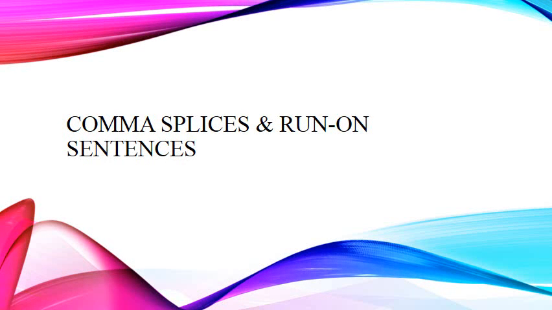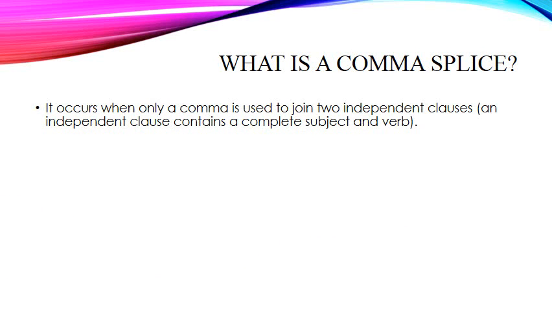Today I will show you what comma splices and run-on sentences are, as well as how you can fix them. Basically, a comma splice is a sentence where you add a comma to join two independent clauses. An independent clause contains a complete subject and verb.